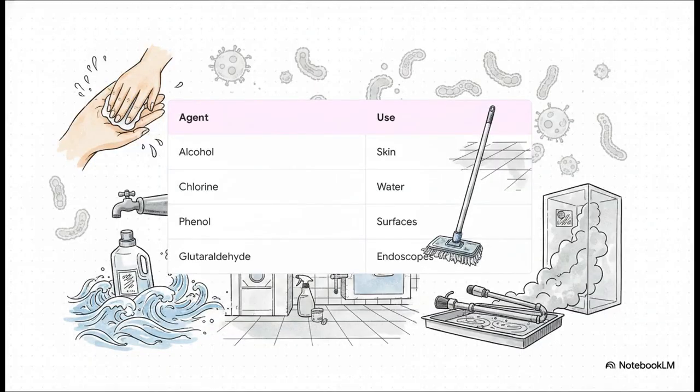Let's quickly break down the common chemical weapons we use. Alcohol is our go-to for standard skin disinfection, something we're all pretty familiar with now. Chlorine is for water. Phenols are fantastic for cleaning hospital floors and surfaces. Then you've got the heavy hitters, like glutaraldehyde. That is absolutely crucial for high-level disinfection of delicate equipment, like endoscopes, that would melt in an autoclave. And lastly, formaldehyde is what we use for fumigating entire rooms.